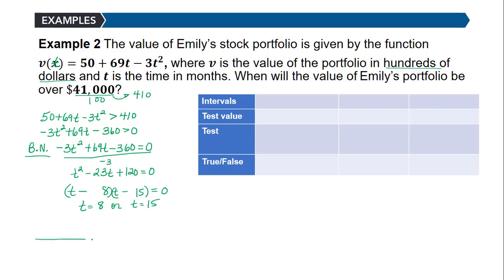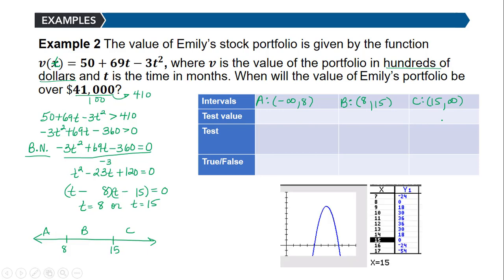And when we place these zeros on the number line, 8 and 15, we get 3 regions. Our region A is the interval from -infinity to 8. Region B is between 8 and 15. And region C is 15 to infinity. Now we can use a graphing calculator to help us figure out how this inequality will be tested true or false.